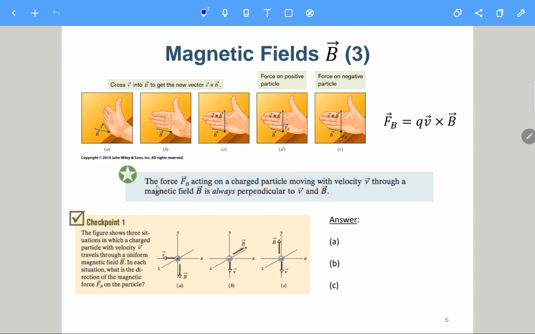So here we have a highlight. The force Fb acting on a charged particle moving with velocity v through a magnetic field B is always perpendicular to v and B. So this is the most simple characteristic: always perpendicular to v and B.